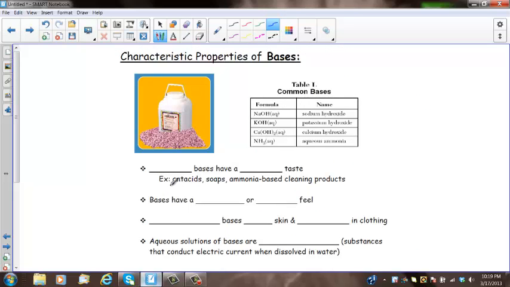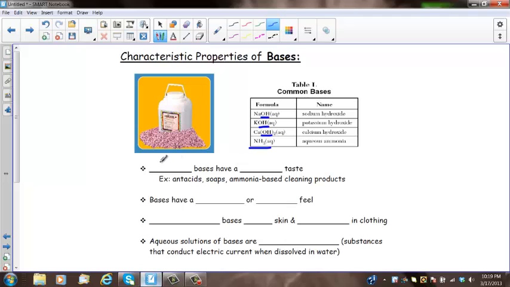Alright, let's switch now and talk about bases. Bases are found in Table L, common bases, and these are all strong up top, and ammonia, which doesn't look like a base because it doesn't end in OH, is still a base, but it's a weak base.